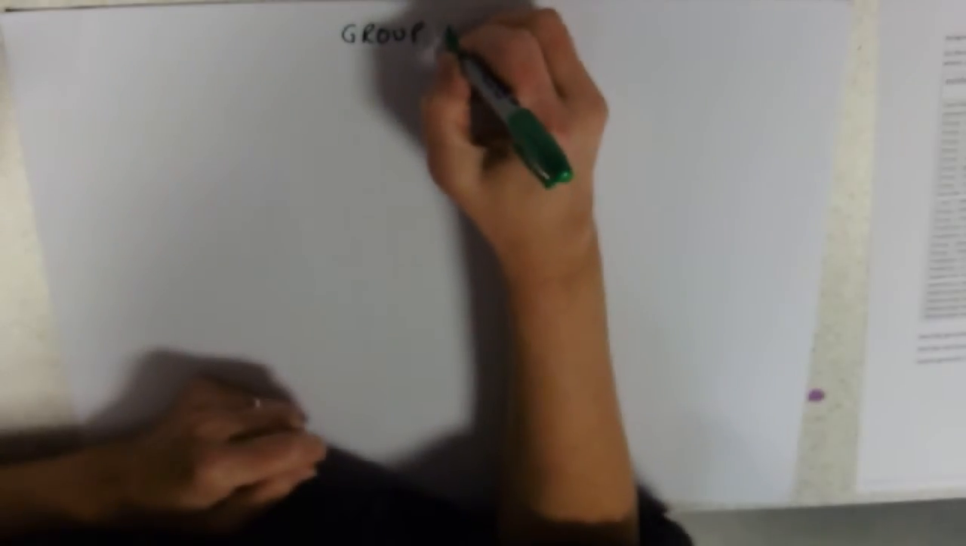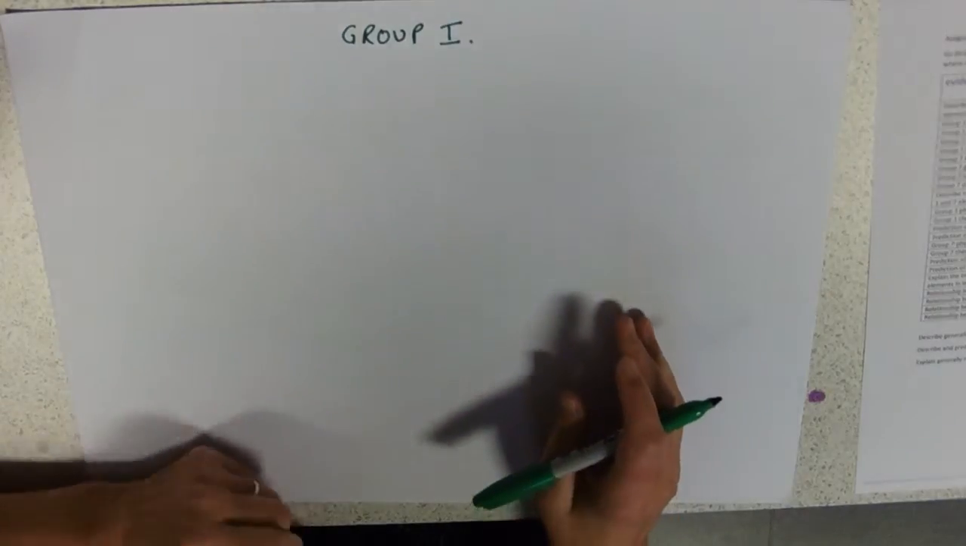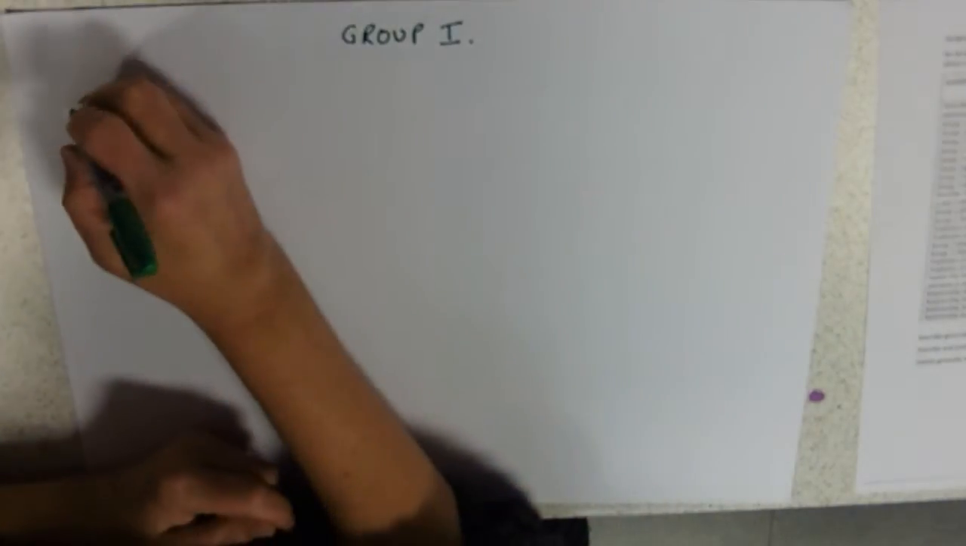Okay, this is a very short video about Group 1 elements, just to help you do assignment 2A. So, Group 1. In the periodic table, this is the first column that you see.